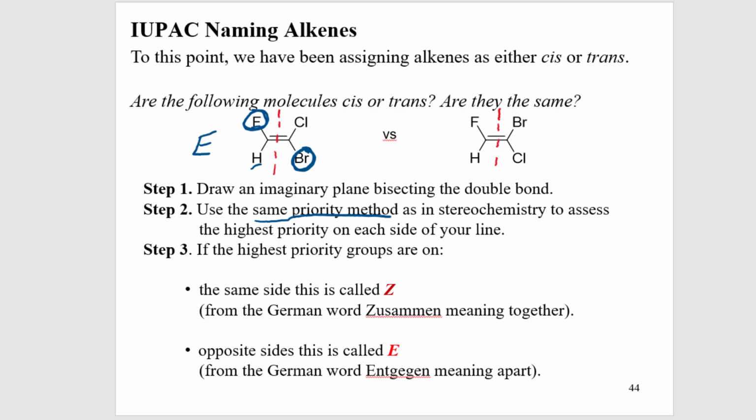Let's do the same process to the molecule on the right. Notice that we have fluorine versus hydrogen again as our players on the left side of the net. Fluorine is again my priority group. I look to the right and I see that bromine is again my priority group because of atomic number. Now they're on the same side. When they are on the same side, we have Z. Do you get what I'm doing here? Z is on the same side. That's the way I remember it still. I kind of do that silly thing because I don't remember the German, because I don't know German, but that's okay. E and Z.